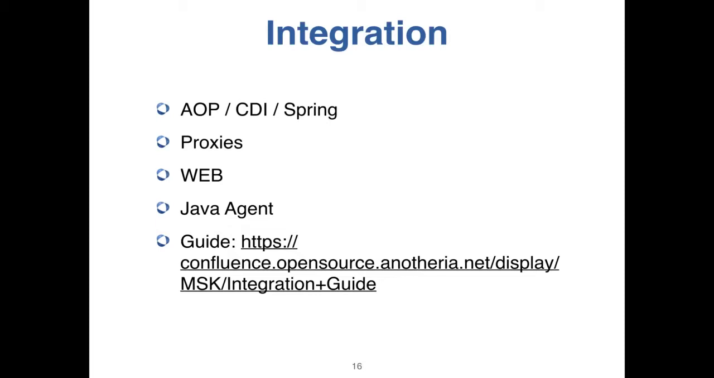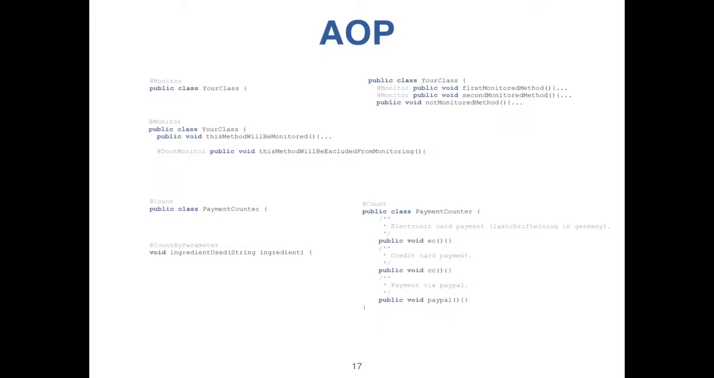So for the AOP, you just have to annotate your class, or you can annotate just one method. And you can also annotate another method that you don't want to monitor. For example, if you have a method which is called millions of times in a loop, you don't want to monitor it because it doesn't make any sense.